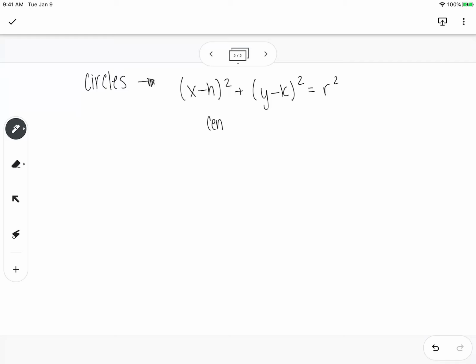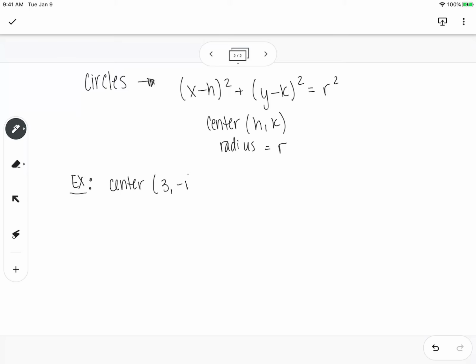And of course, the center is going to be whatever that (h, k) value is. And the radius, which is the distance from the center to the side of the circle, is whatever the r is. I just want you to be able to recognize a center because we may have to graph one by hand one day, and so you'll have to know how to graph that. So here's an example.